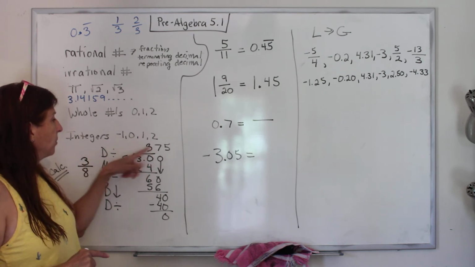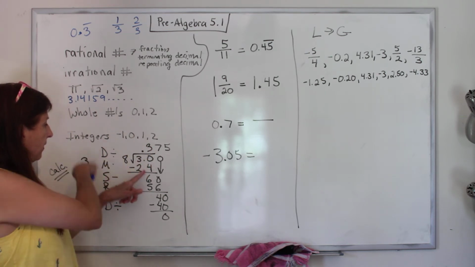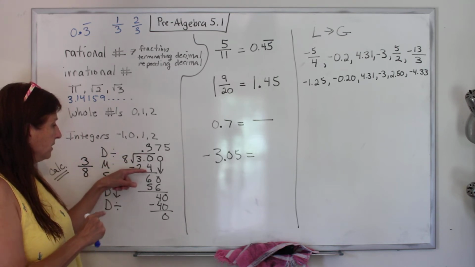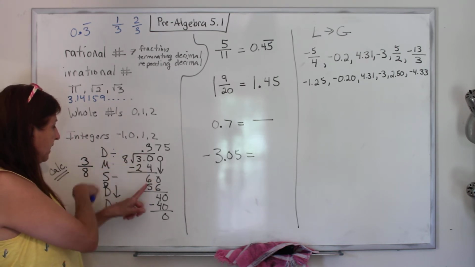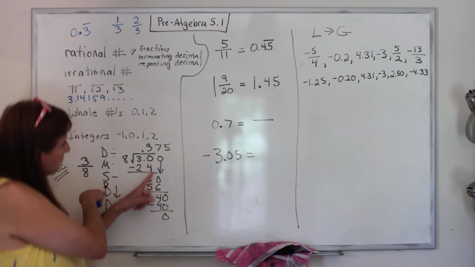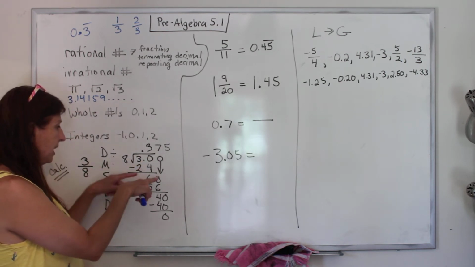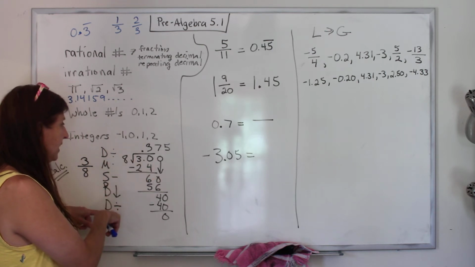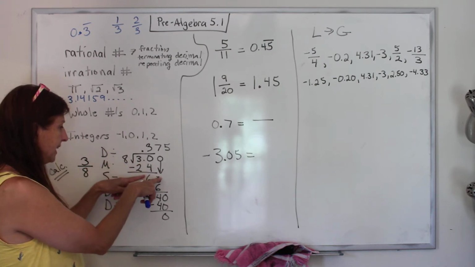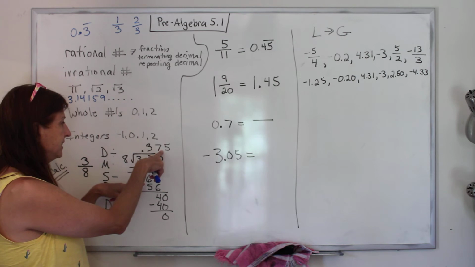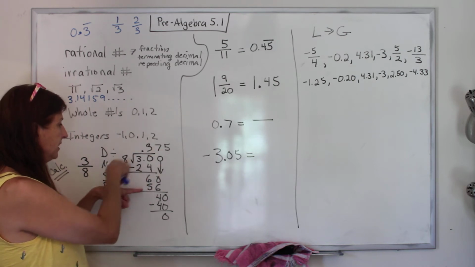Dracula's mother, 3 times 8 is 24. Then we subtract. 30 minus 24 is 6. Then we bring it on down and bring it on back. And bring down the 0, because Dracula's mother sucks blood. And now we divide again. And we say, how many times does 8 go into 60? It goes 7 times. 7 times 8 is 56.